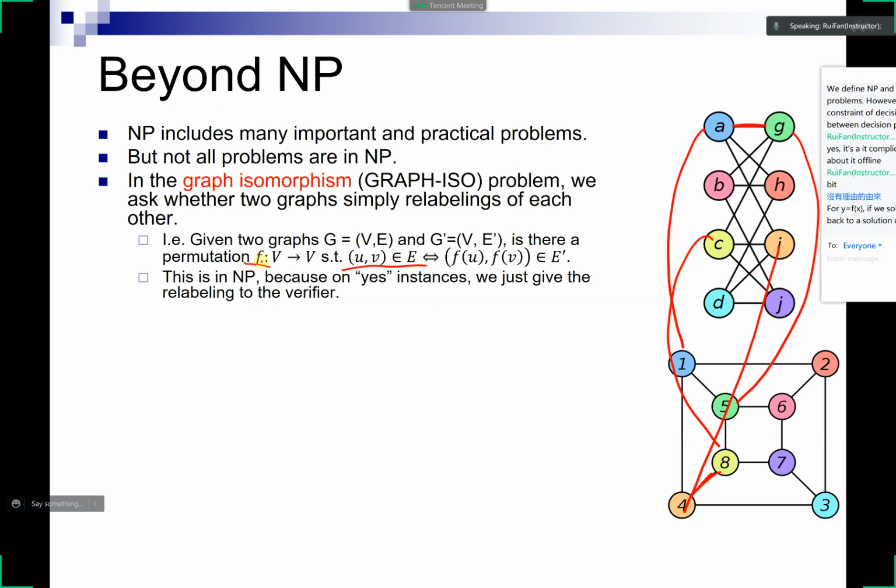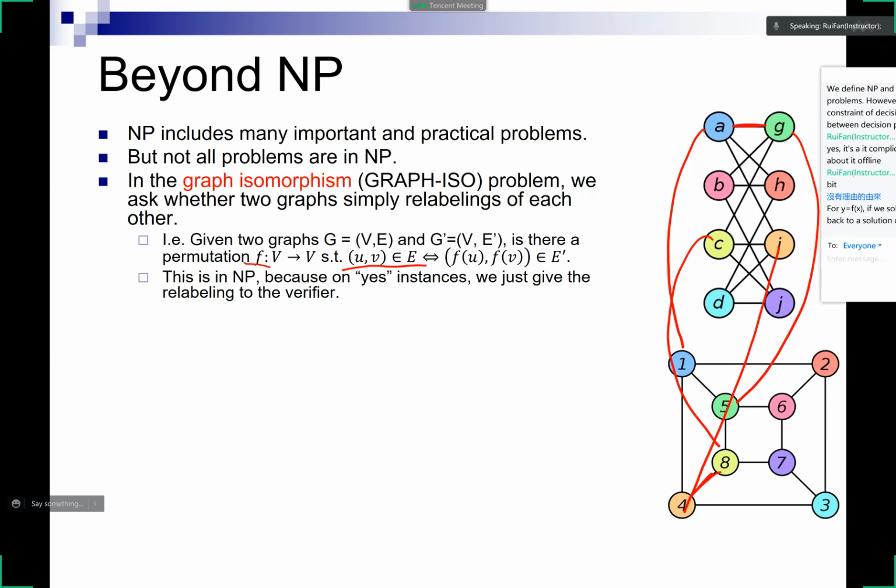The mapping I'm going to call F here. It maps from the first graph to the second graph, and it preserves all of the edge relationships. So in this case, we say that these two graphs are isomorphic. They look like each other.